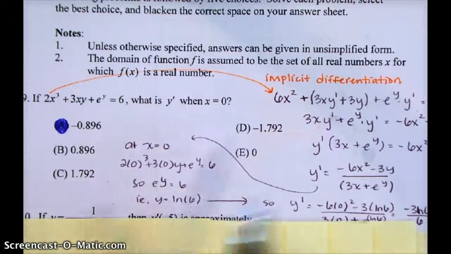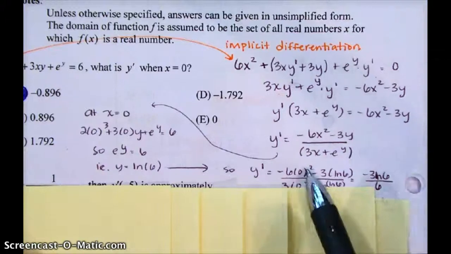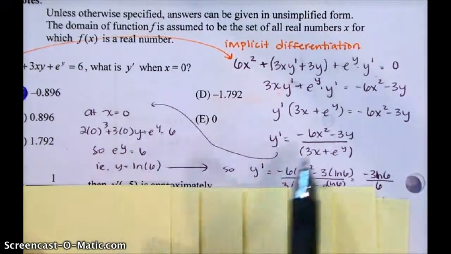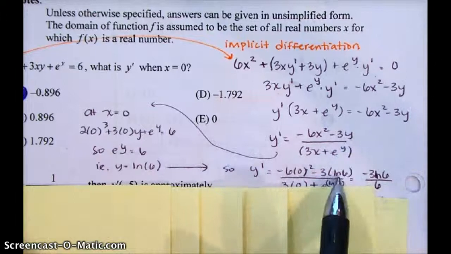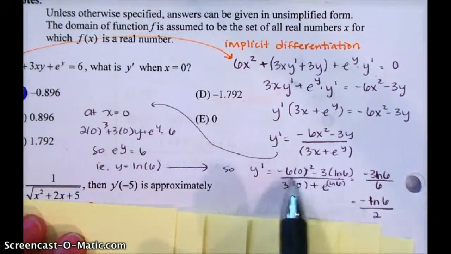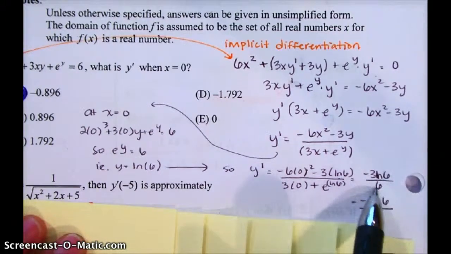Now that I know what y is, I can go back to my derivative. I plug in 0 for x, because that's what they tell me x is. And I plug in ln of 6 for y, because that's what we discovered that y has to equal. The first terms on the top and the bottom go away because of the zeros, and I'm left with 3 times the natural log of 6 over 6.